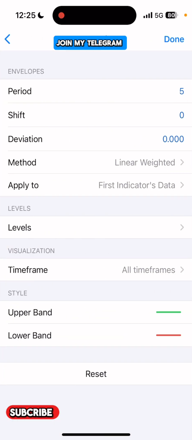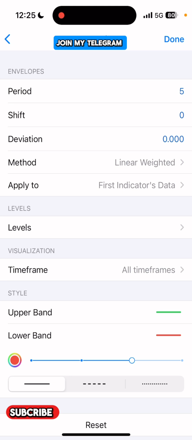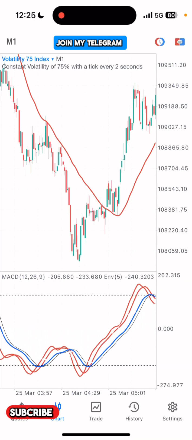Then the third indicator is going to be the envelope, period 5, shift is 0, the deviation is going to be 0.000, okay, 3 zeros after the point. Then for the method, you put on linear weighted. All right, you apply to first indicator data. Then for the style, you put the color green on the upper band, and on the lower band you put color red, on 3 pixels with this first red line for both, then you click on done.